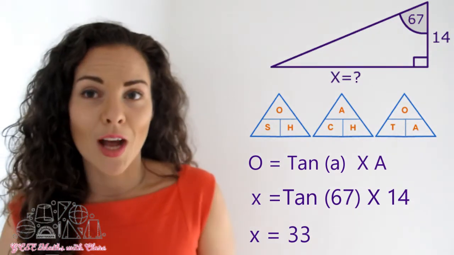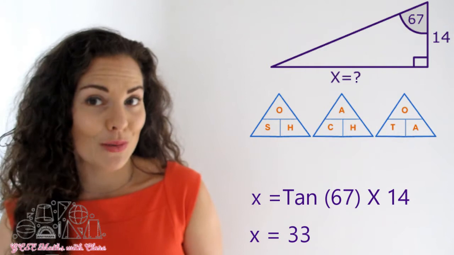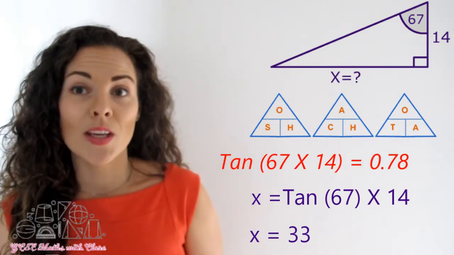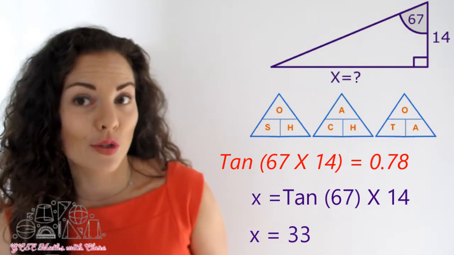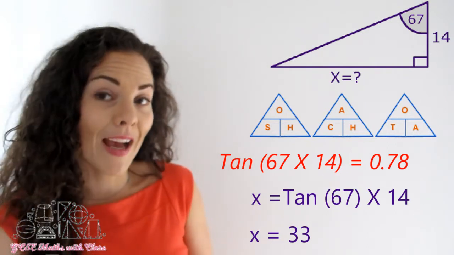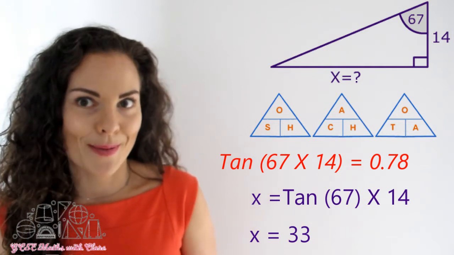If you've put this in your calculator and you've got 0.78, it's because you've made a mistake. Instead of doing tan of 67 and then timesing that answer by 14, you've done the tan of 67 times 14. So make sure you don't make that mistake.